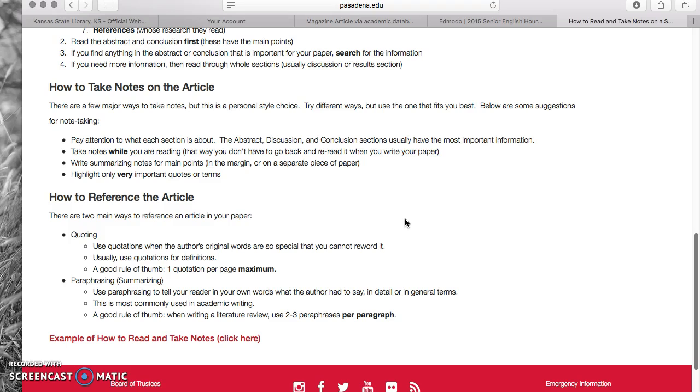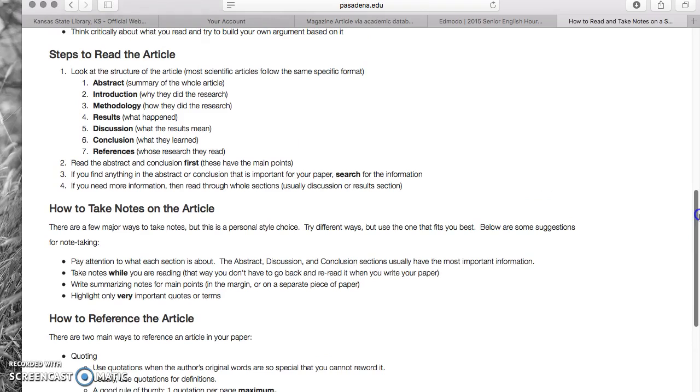The big three subheadings, or the big three parts of the academic journal that you will want to really look at, will be the abstract, discussion, and conclusion. So once again, the abstract is the summary of the whole article, the introduction is why they're doing the research, and the discussion, rather, is what the results mean. And then after that, you can look at the conclusion. Those are the big three right there.